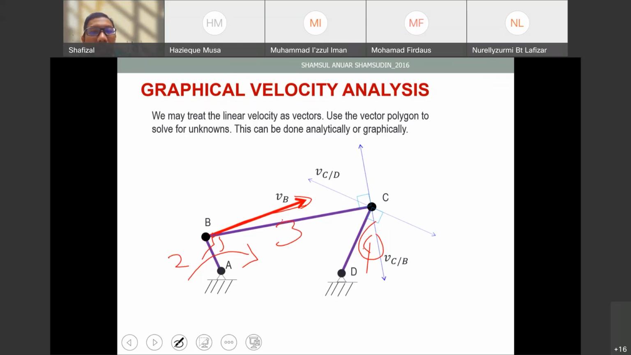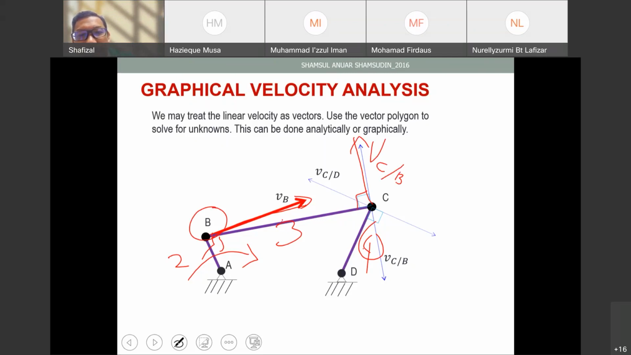So now, this one, okay, kalau you tengok sini, this is 90 degree, isn't it? 90 darjah. So 90 degree, okay, from link 3. Link 3 adalah from B. So this will be velocity C relative to B. Okay, so this one is C relative to B.